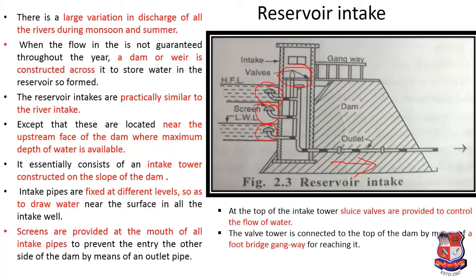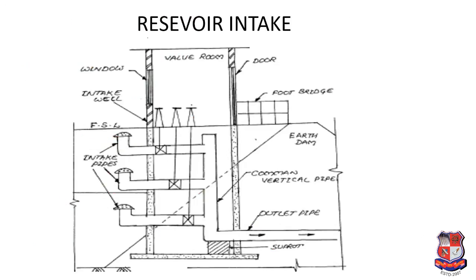These valves are called sluice valves, used to control the flow of water. This outlet pipe may discharge water to the jack well, and from the jack well the water can be pumped and transferred to the water treatment plant. This way, you can draw a simplified figure for examination purposes. Here the intake pipes 1, 2 and 3 are provided with bell mouth entry screening, then the sluice valve and the outlet pipe moving towards the jack well.